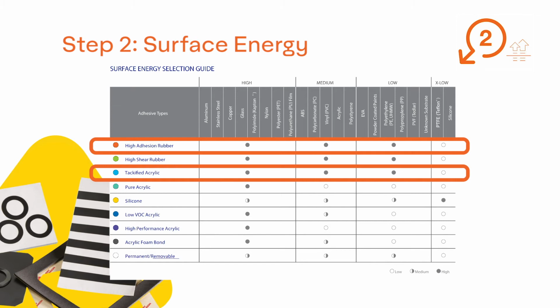Now we add the extra information of the second step that we are going for polypropylene, which is definitely a low surface energy material. So we see there, based on the selection circles, that luckily maybe still high adhesion rubber and tackified acrylic are still suitable candidates for that. So we can still consider both of those for up to this second step of the process.